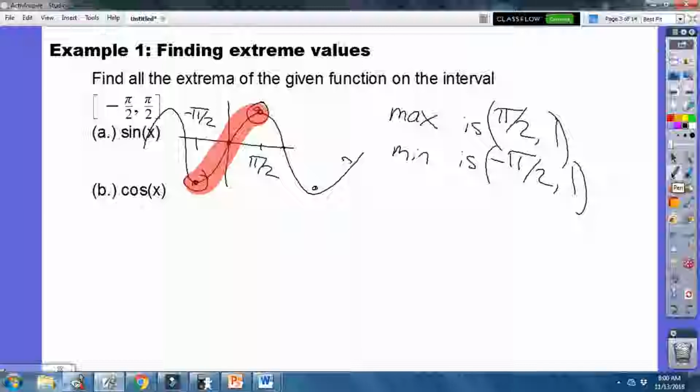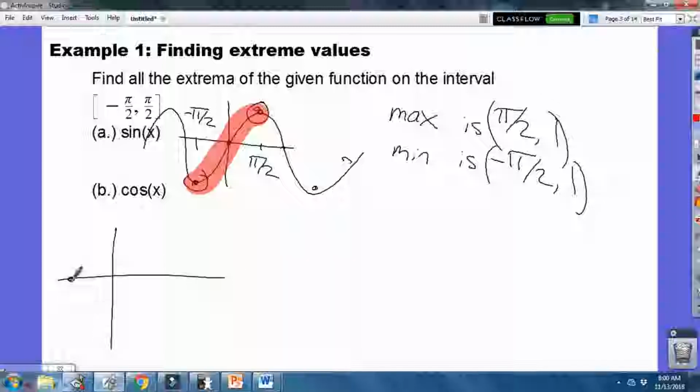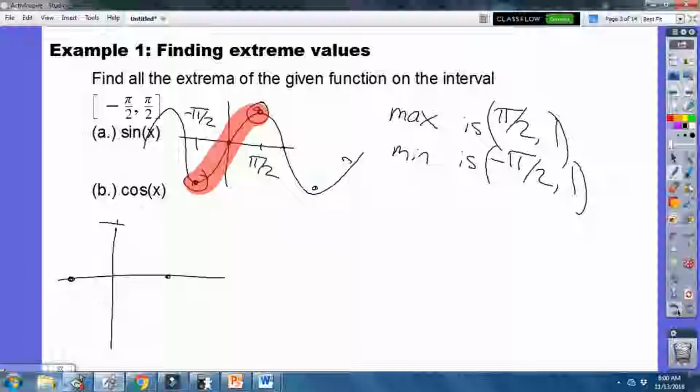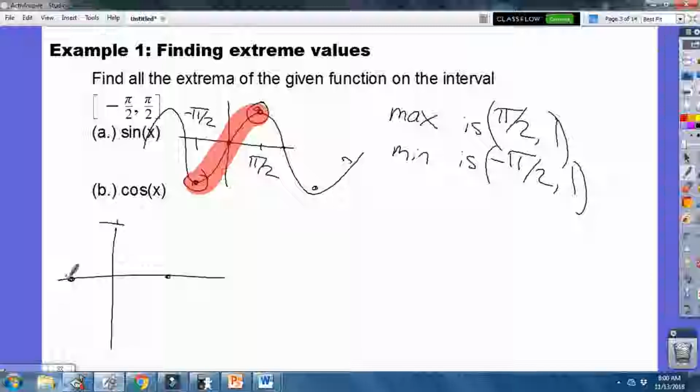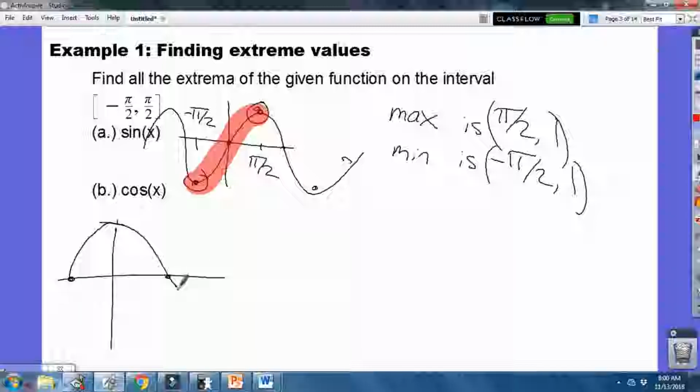Cosine of x, however, from -π/2 to π/2, just looks like that. Because the graph is going to continue to go up and down forever. But this point here is 0, 1. And this point here is -π/2, 0.